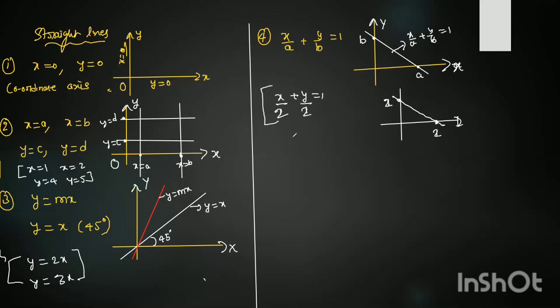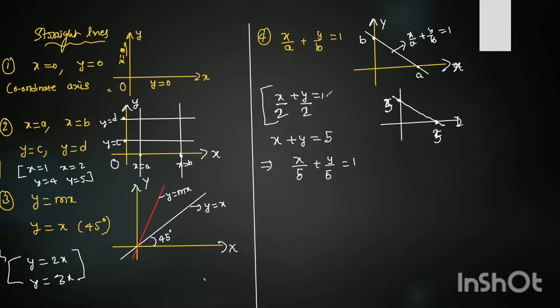What about this one? x plus y is equal to 5. Is this a straight line? Yes, it is a straight line. We can rewrite this as x by 5 plus y by 5 is equal to 1. So we take the point 5 and 5. This is also a straight line.